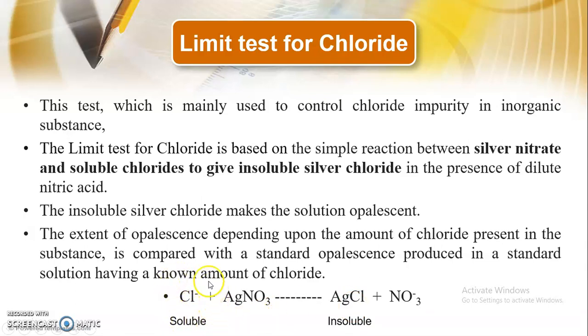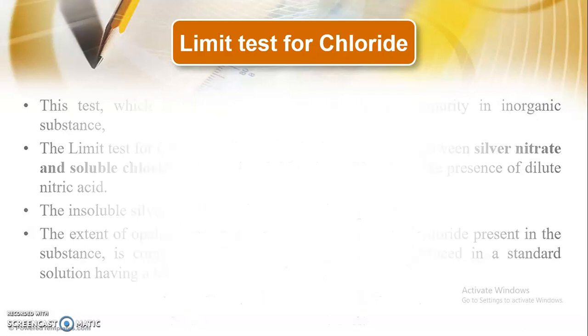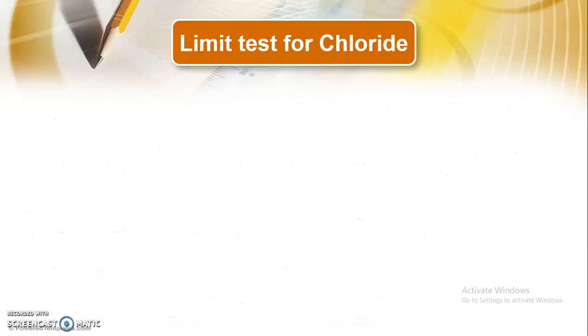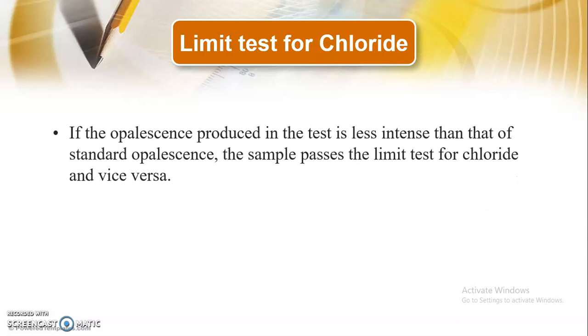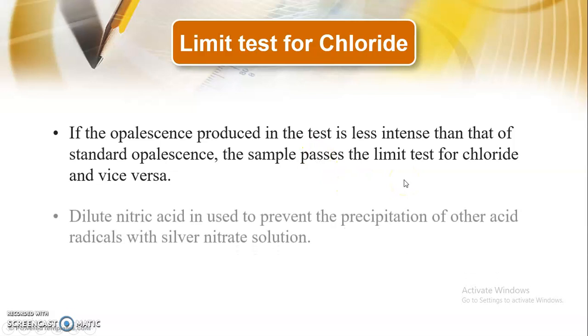Suppose our sample contains a very small amount of chlorides, then definitely the amount of AgCl formed will be less. And if the chlorides are more, the amount of AgCl precipitated will be more. So, this is the principal reaction involved in the limit test for chloride. Now, if the opalescence produced in the test is less intense than the standard opalescence, the sample passes the limit test for chloride, or vice versa.